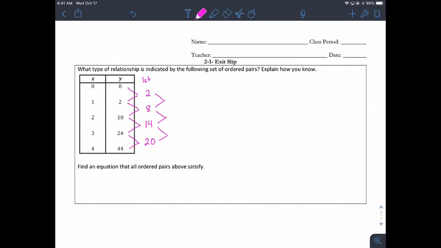would give us 8 minus 2, which is 6, 14 minus 8, which is 6, and 20 minus 14, which is again 6. This is our second difference. So we notice constant differences here. I'm going to mark it with a C.